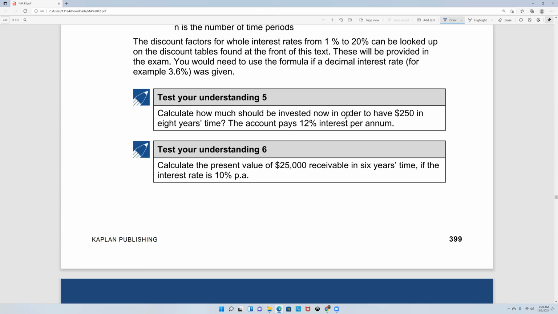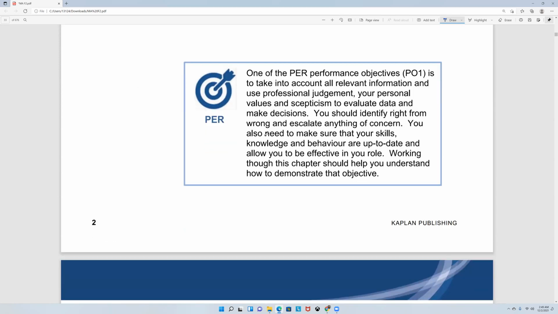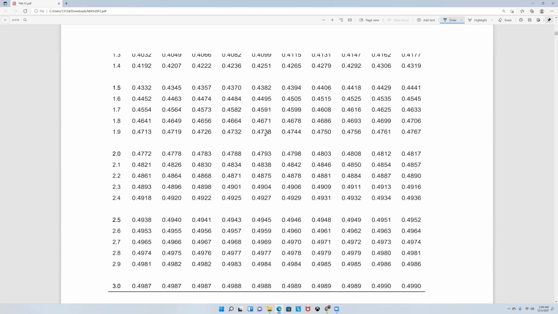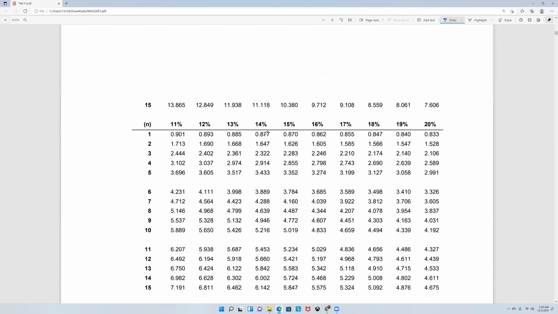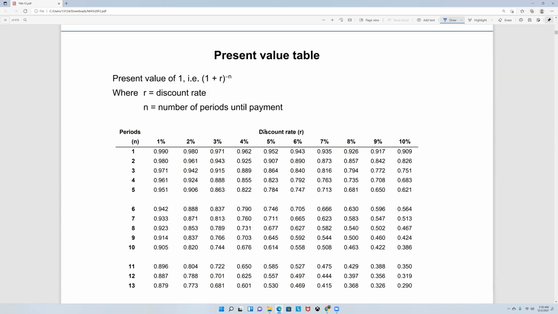Calculate how much would be invested now in order to have $250 in 8 years time. The account pays 12% interest per annum. Calculate the present value of $25,000 receivable in 6 years time if the rate of interest is 10% per annum. What is it going to be? In this problem, if this question comes in your main examination, you have the option to directly go towards the time value table, the present value table.